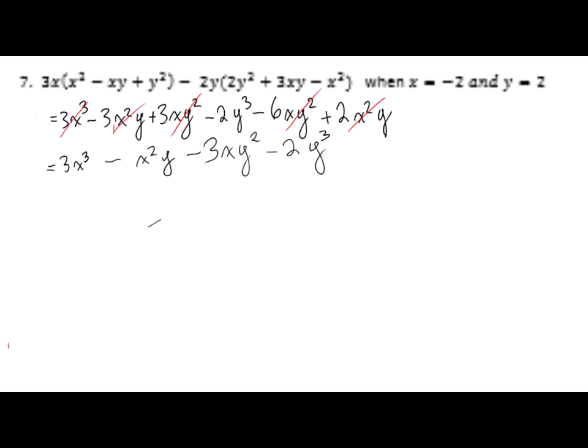And now we substitute x is negative 2 and y equals 2. We have one error. 2y cubed should really be 4y squared, y cubed.